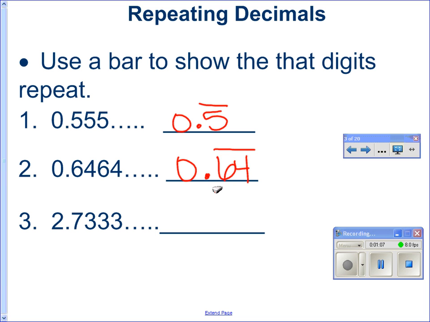So you can try number 3 on your own. Okay, number 3, you should have 2 and 73/100 with the repeating bar only over the 3, not over the 7, because the 7 is not repeating. If you ever have an answer where the number keeps repeating, you can use the repeating bar.